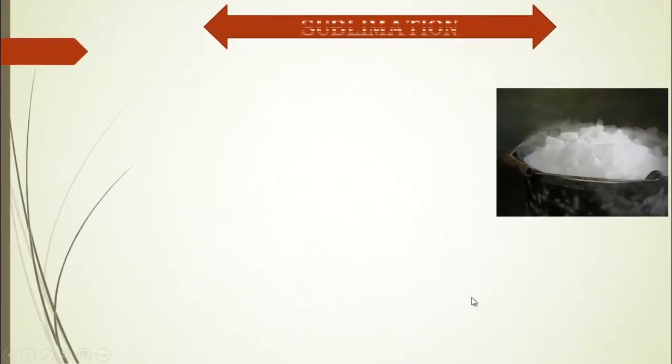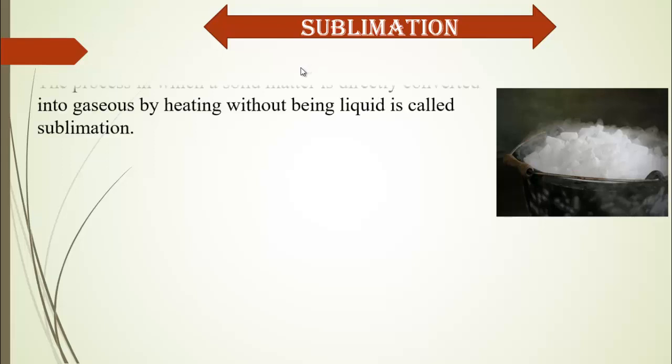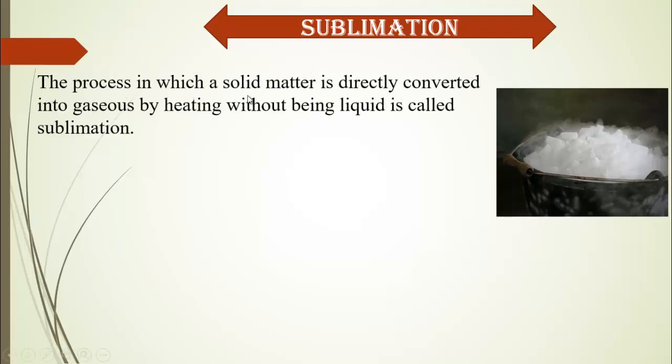Now you will know about the sublimation process. Sublimation process in Bengali we call it urdhopatan pranali. Urdhopatan pranali. So what is sublimation? The process in which a solid matter is directly converted into gas by heating without becoming liquid is called sublimation. That means some substances directly convert from solid to gaseous, and again gaseous to solid. So this process is known as the sublimation process.